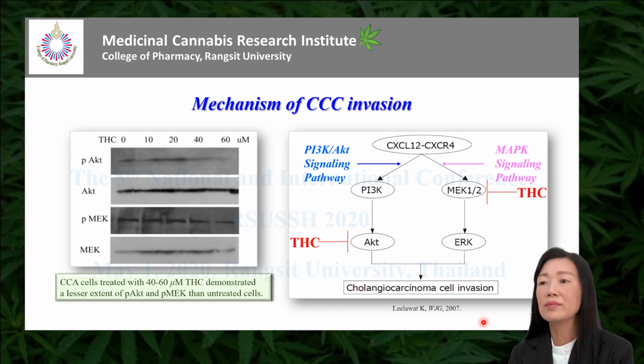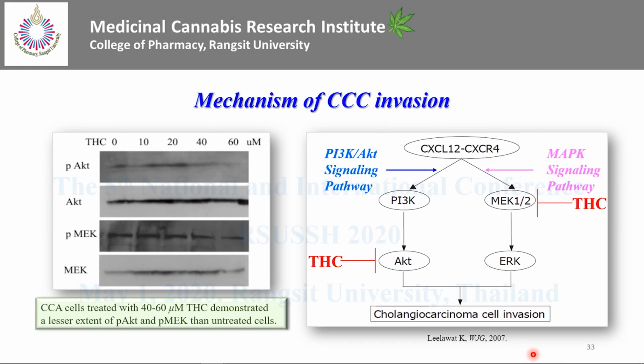In this study, we suggested that the mechanism by which low-dose THC inhibits cholangiocarcinoma cell invasion involved the PI3K-AKT signaling pathway and MAP kinase signaling pathway, by decreasing the phosphorylation of MEK1 and MEK2 and phosphorylation of AKT.